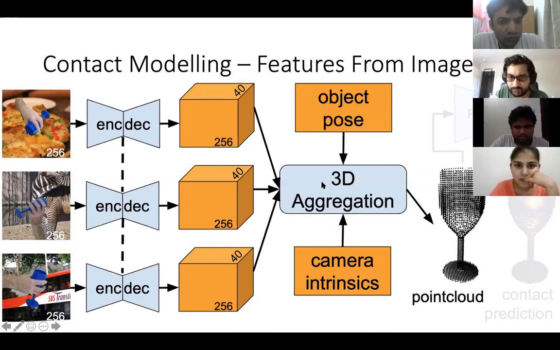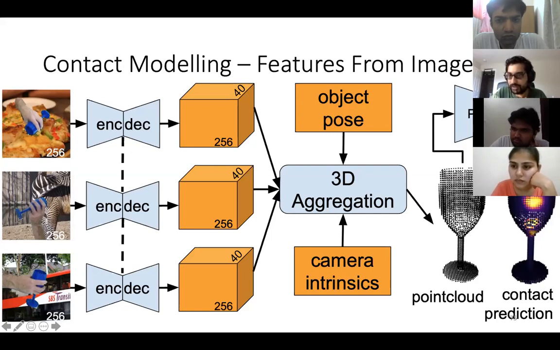And then we do this 3D aggregation. What that means is we use the pose of the object that we know, and we use the camera focal length and things like that, which is called camera intrinsics, to project these features. So you can imagine the 3D model of the object is in this image, and you're projecting features from each pixel onto the visible part of the 3D model, right? And then from various perspectives, you're doing the projection so that you cover the entire surface of the point cloud.